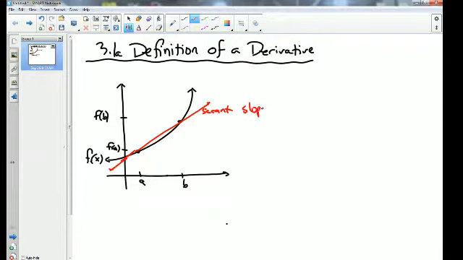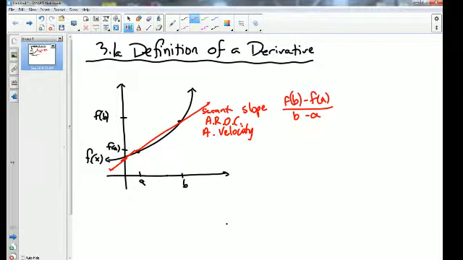What was the slope of that line? F of b minus f of a over b minus a. Keep them in order. Okay, what did we also call that? Average rate of change. Or average velocity. That's more of a contextual situation, right? I can use this in physics, yes.